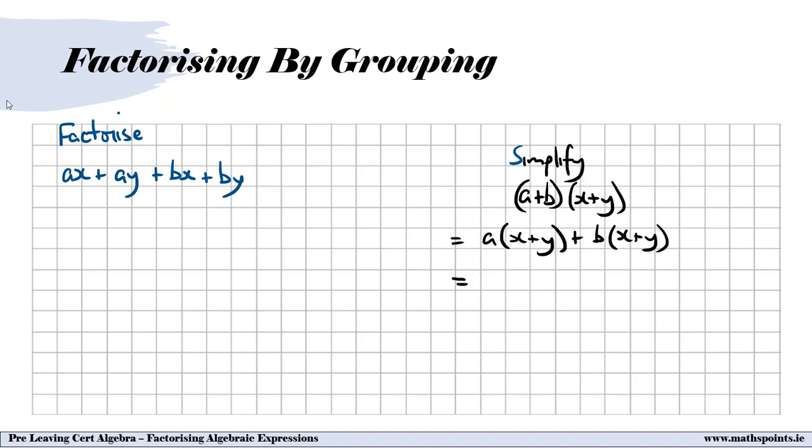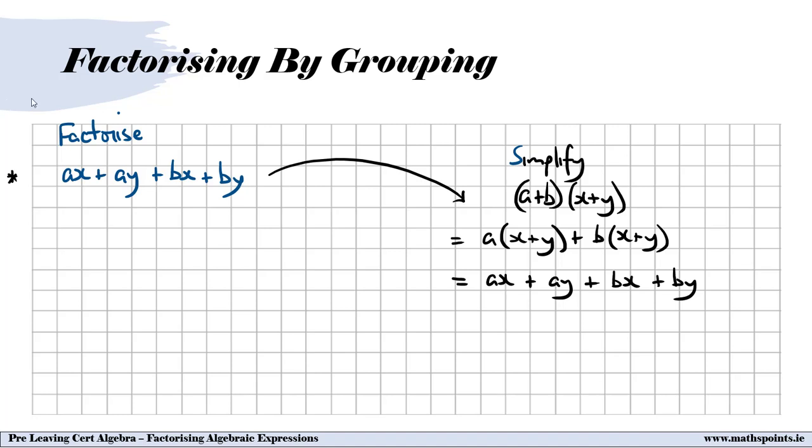And then multiplying this out, we have A by X is AX, A by Y is AY, B by X is BX, and B by Y is BY. And you can see that when I multiply out the expression A plus B on X plus Y, I get the expression that I'm asked to factorize up here on the left-hand side. And so the question becomes, how am I going to work backwards and put this back into brackets?